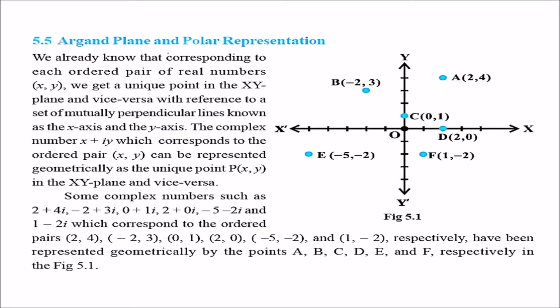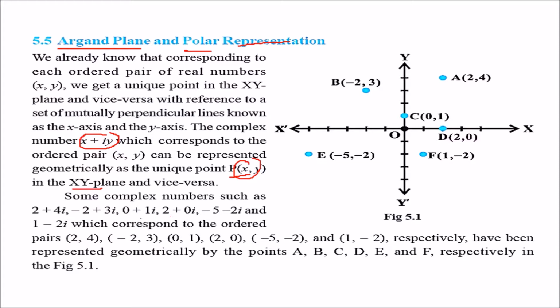So the way we represent the two-dimensional xy in the Cartesian plane, we can also represent this complex number, and the plane is called the Argand plane. And also the representation we'll see is the polar representation. So the Argand plane is nothing but the representation of x plus iy. Say you have this x comma y, which is the unique point, say P(x, y), in this capital XY plane.